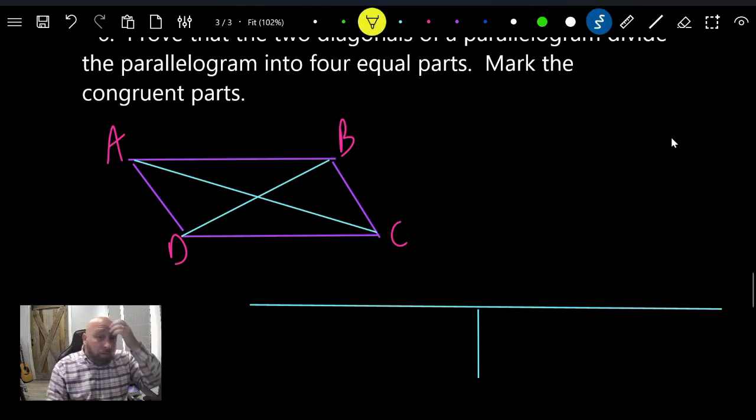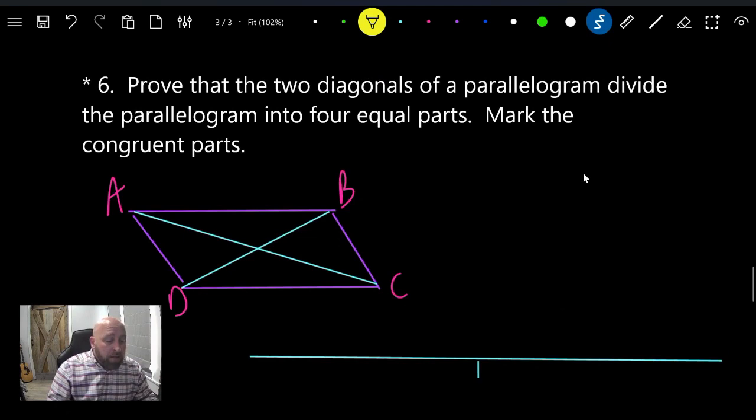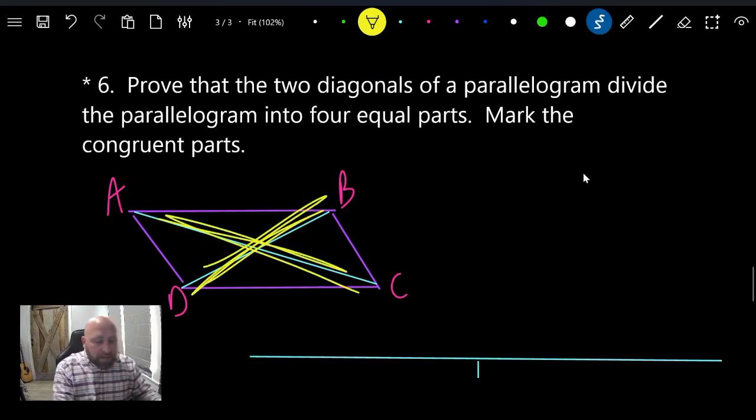So one thing that you really need to do with this is you got to flip a lot of pages in your book. And you have to find old theorems and old corollaries and old definitions that you've already had. So in this case, we are trying to say that the two diagonals, this diagonal and this diagonal, actually divide the parallelogram into four equal parts. So in other words, this part equals this part equals this part equals this part.